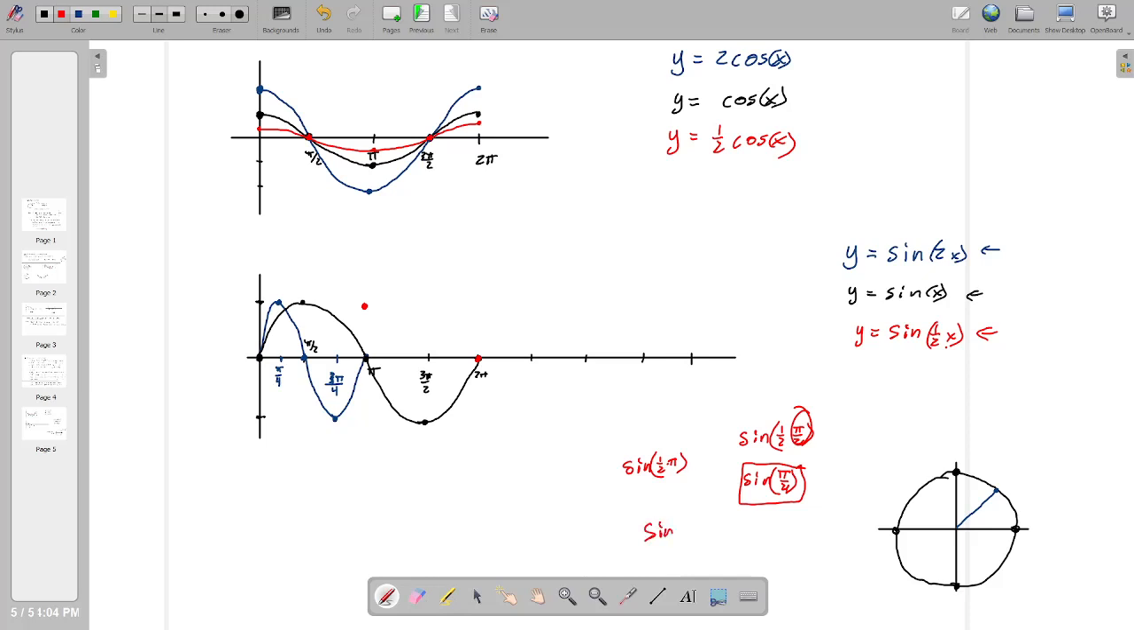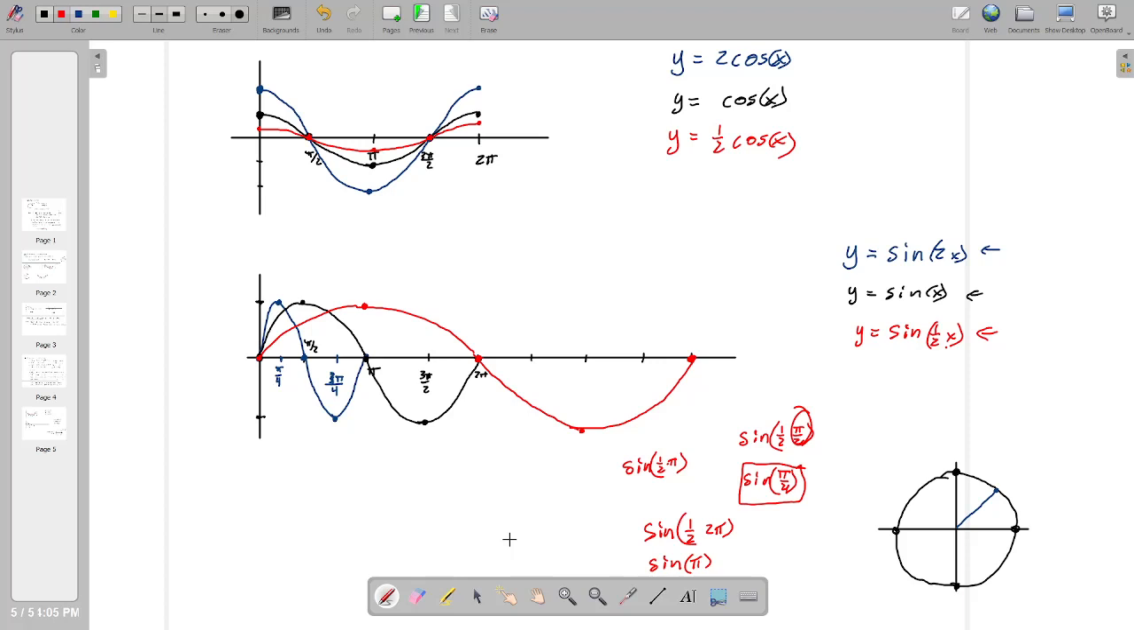Because sine of 2 pi times 1/2 would give us the sine of pi. So if our x value for this curve is 2 pi, then it's the same y value as sine of pi, not 2 pi. So we get a 0 here. Now at 3 pi, it'll hit -1, and at 4 pi, it'll hit +1. We actually get this curve here. Much more stretched out, like this.